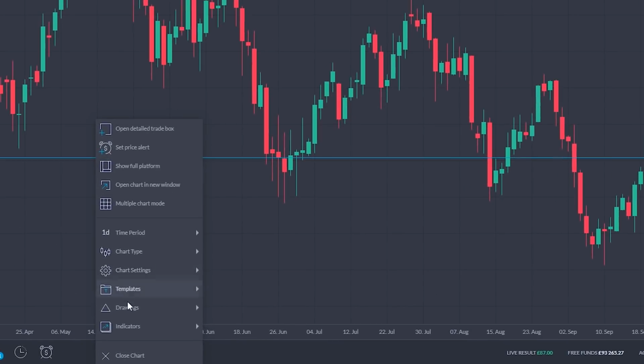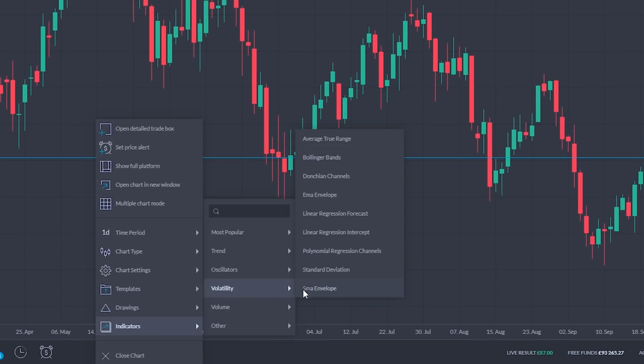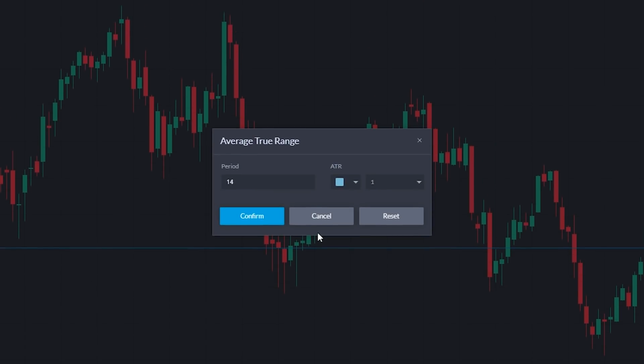So let's right click and look at our volatility indicators to see what's available. We can see there's quite a few there. At the top of the list is average true range. This is a fairly standard measure in this area, and that's the one I'm going to start with.